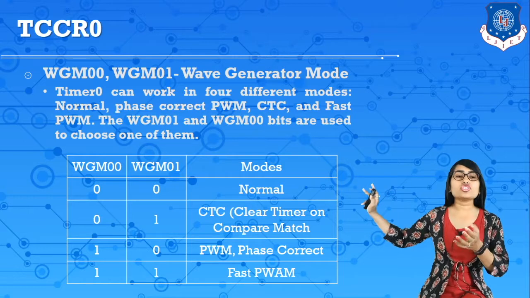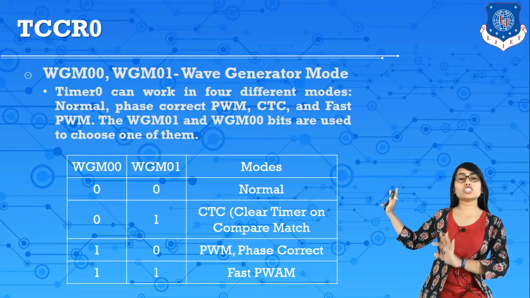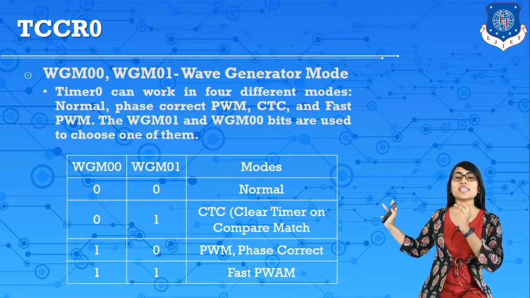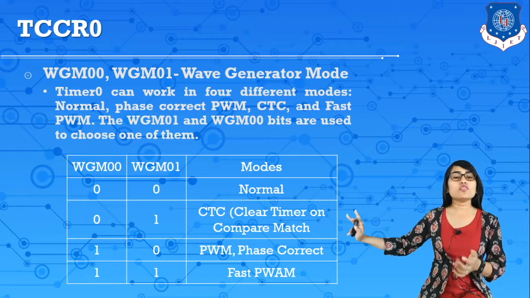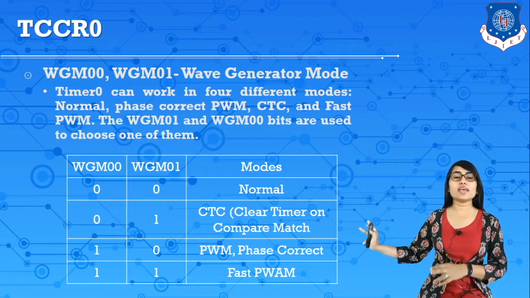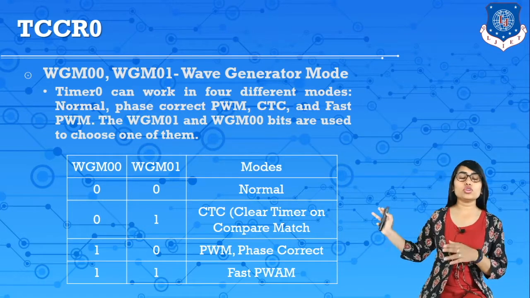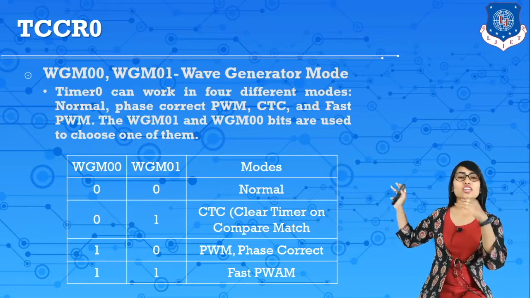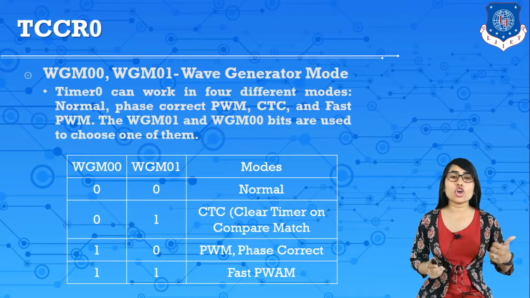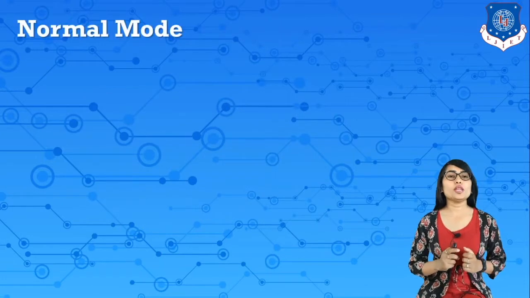If WGM00 and WGM01 equal 00, that means normal mode. If 01, then that is CTC mode, clear timer on compare match. If 10, then PWM phase correct mode, and 11 is fast PWM mode. So these are all the modes. In a timer, generally normal and CTC modes are most widely used. What is normal mode and what is CTC mode? Let's discuss normal mode.